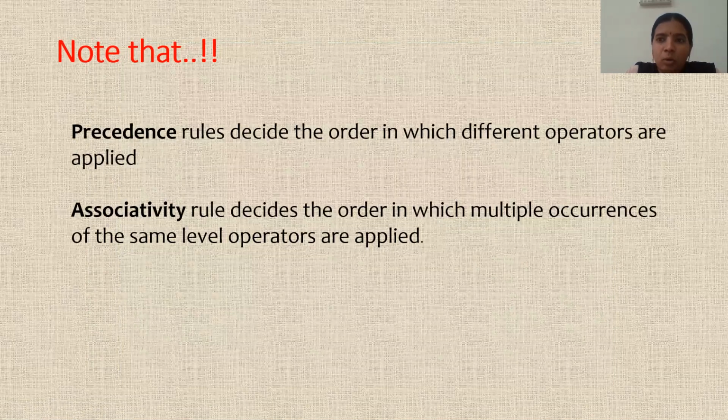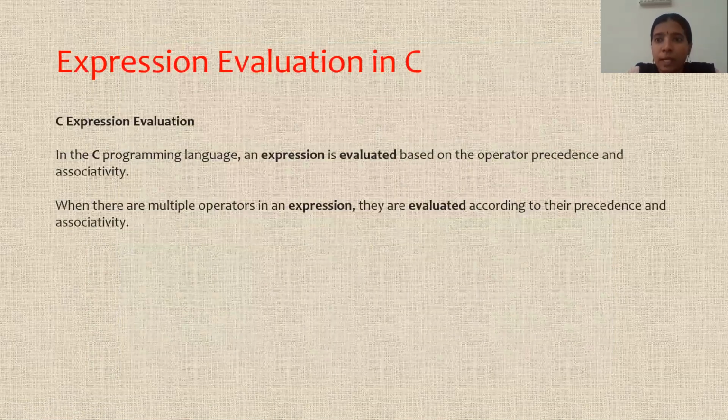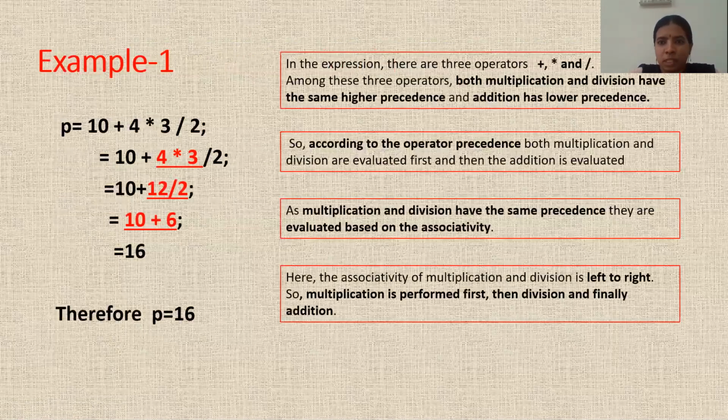Before we proceed to see how the C compiler evaluates expressions, it's important to note that precedence rules come into existence when we are talking about operators of different types, and associativity comes into the picture when we are talking about multiple occurrences of operators of the same level. So how do you evaluate expressions in C? Evaluation of expressions is a process of applying the rules of precedence and associativity to get the result or output from an expression. So they are evaluated according to their precedence and associativity. So let's see a few examples and understand how this process happens.